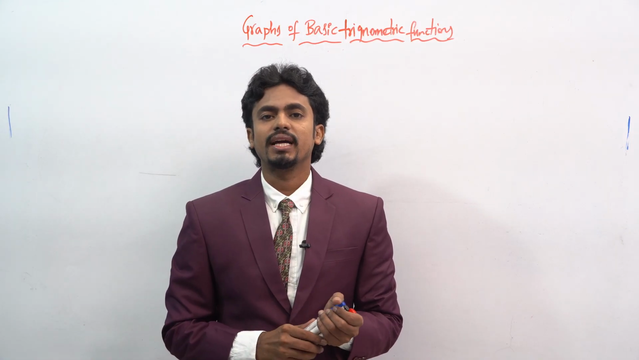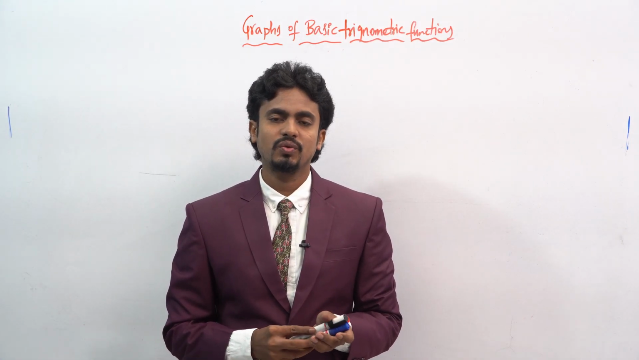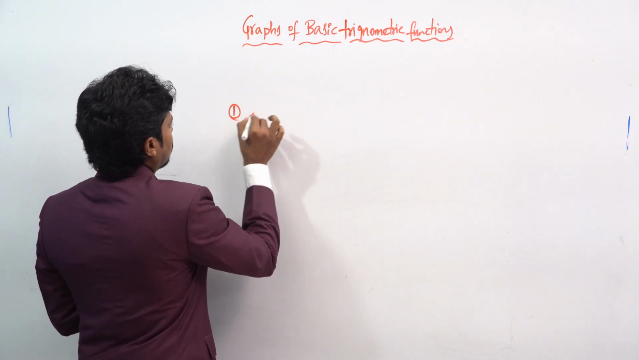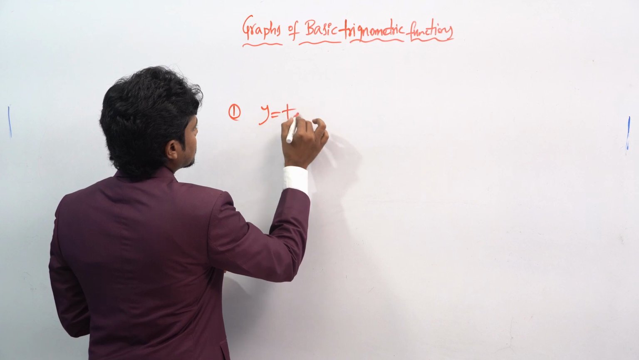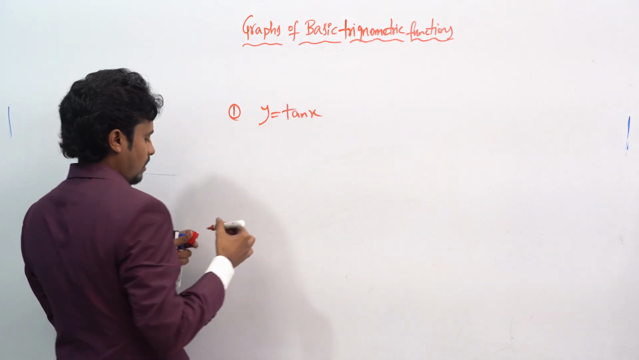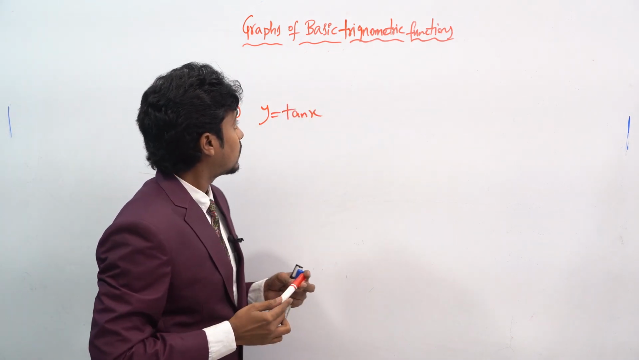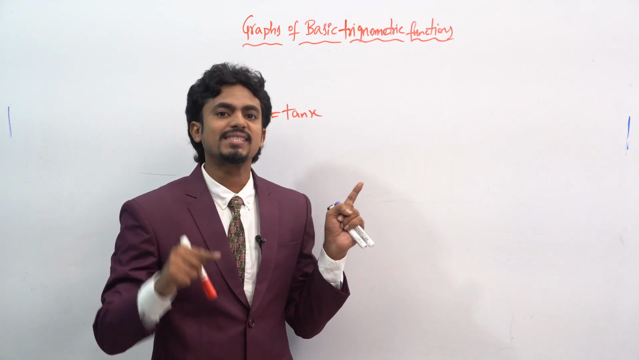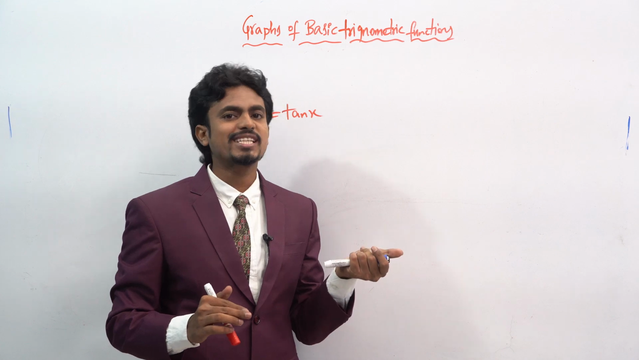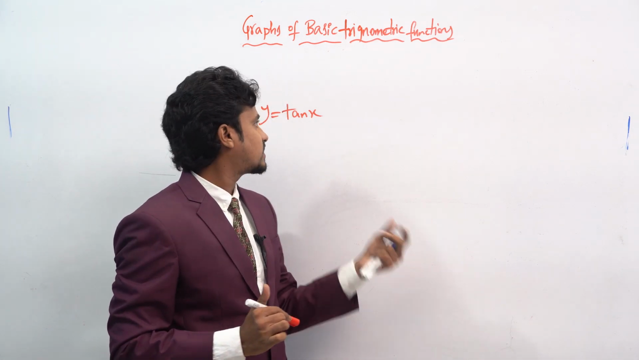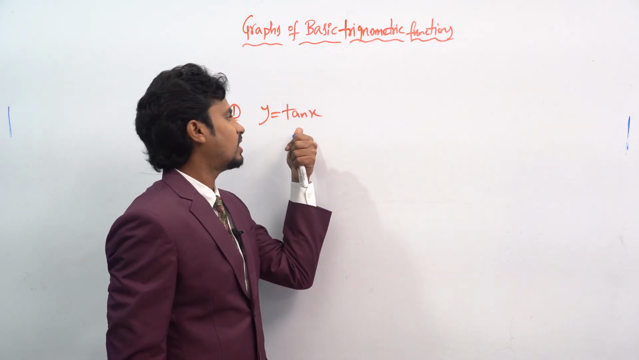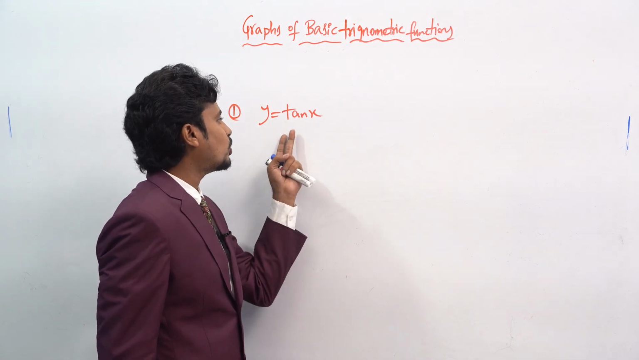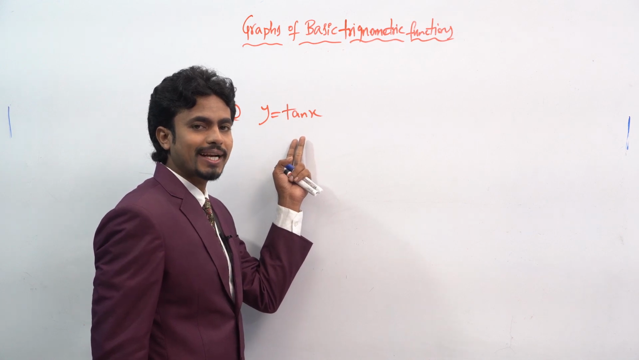Now let's see another trigonometric function, that will be y is equal to tan x. In the previous class we saw the graphs for y is equal to sin x as well as sin square x, and cos x as well as cos square x. Now let's move on to the next concept, that will be y is equal to tan x. Our target is to find the plot for this y is equal to tan x.